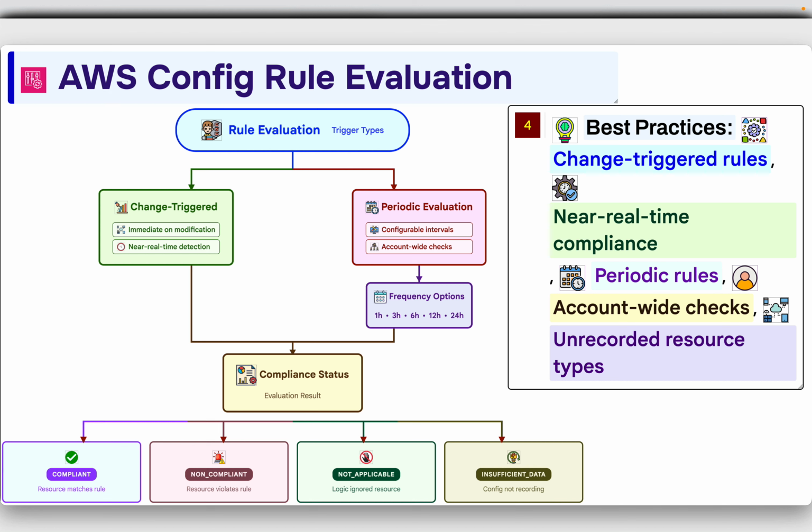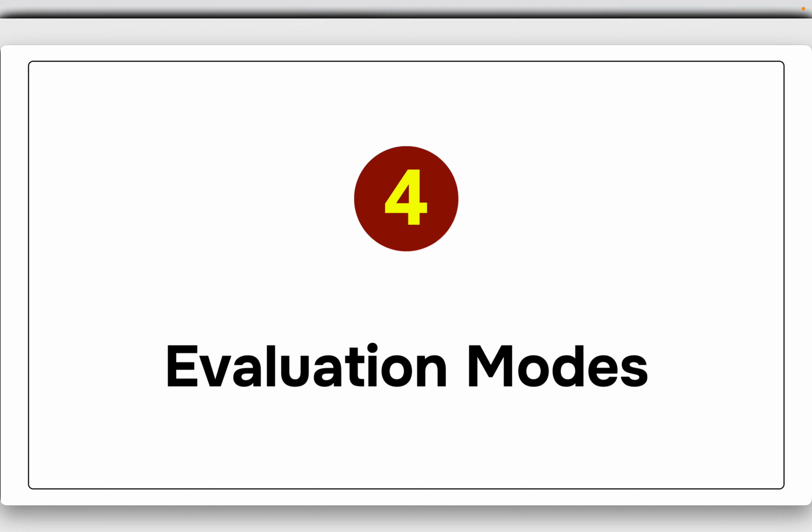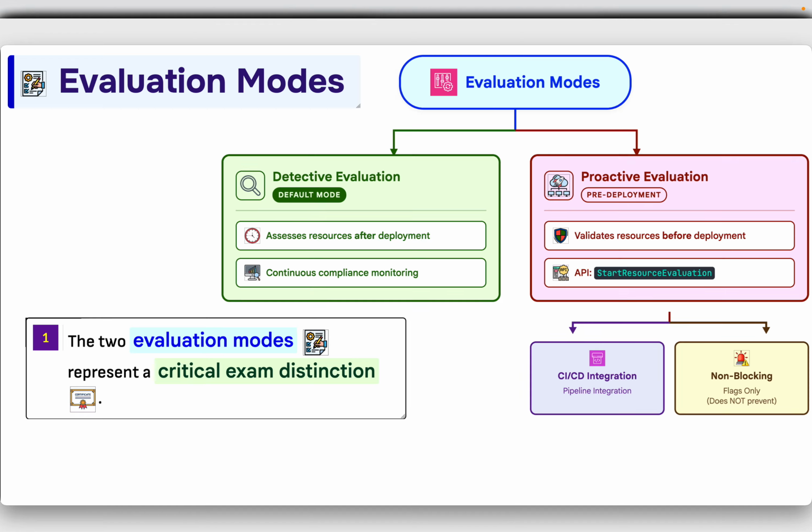Use change triggered rules for near real-time compliance. Use periodic rules for account-wide checks and unrecorded resource types. Fourth topic is evaluation modes. The two evaluation modes represent a critical exam distinction. So there are two evaluation modes.